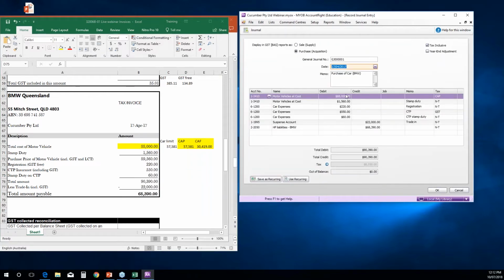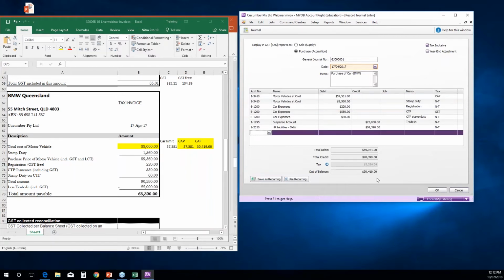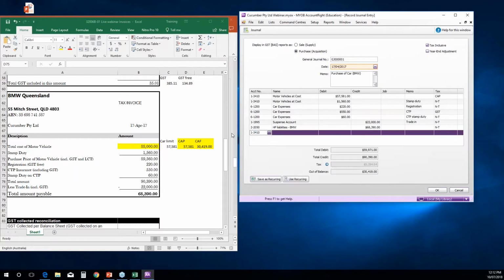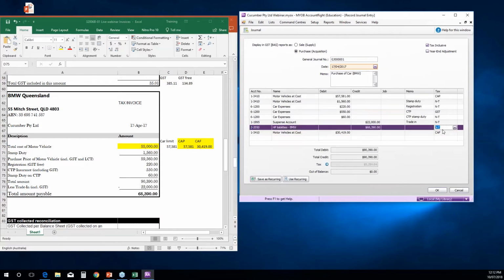So I am going back to the MYOB and go into this transaction. I will change the things in here. So I will change this one with the 57,581, and the excess, as you can see, out of balance is 30,419, and that's for the CAF tax code. Same thing, motor vehicle, 3410, and then 30,419 with CAF, which is literally GST free, right? So that is it.